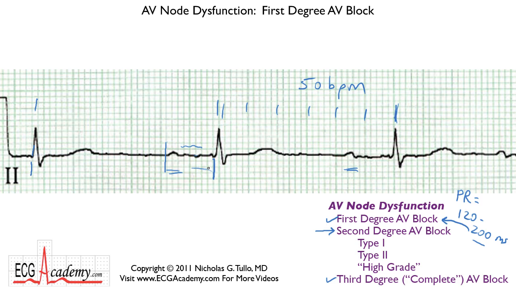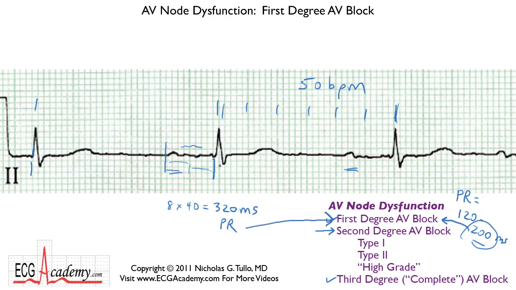There are 4 small boxes on this side of the heavy line. There are 4 small boxes on that side of the heavy line. So if there are 8 small boxes times 40 milliseconds each, that gives you 320 milliseconds. That's the PR interval. It's clearly greater than 200, and so we can diagnose first degree AV block.